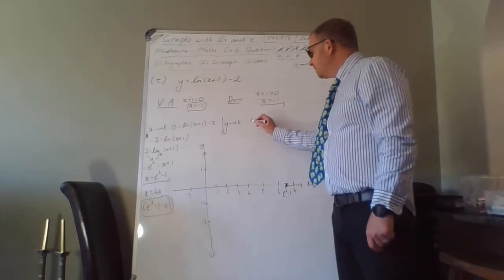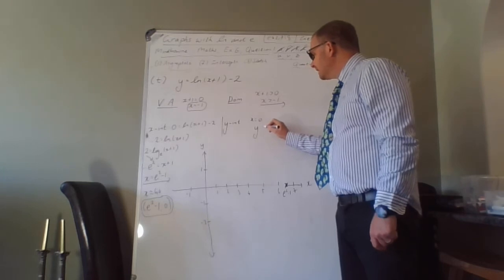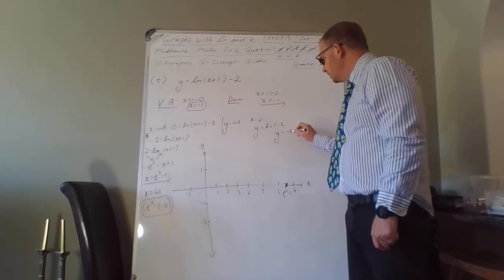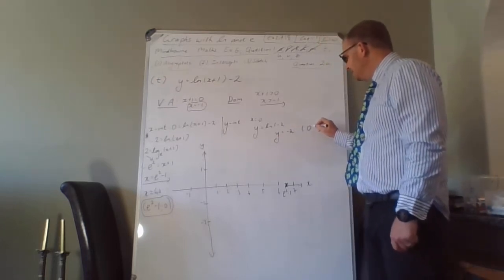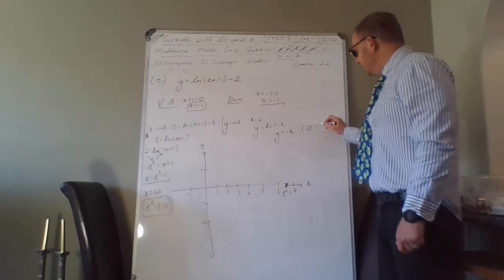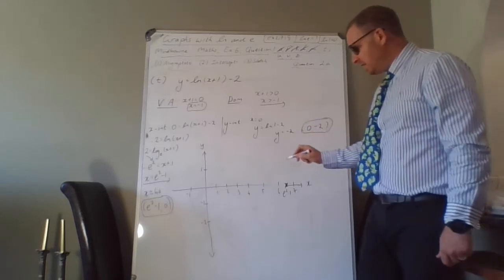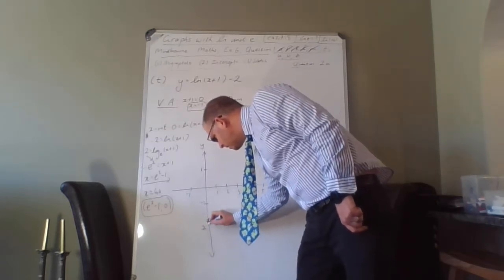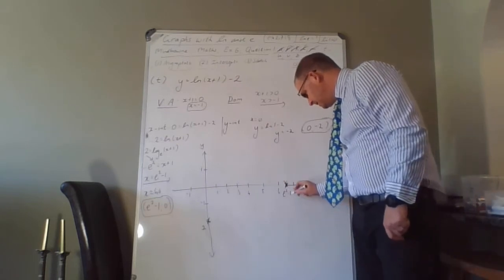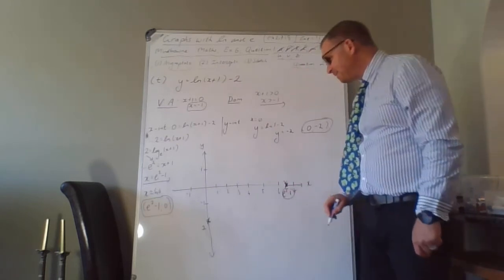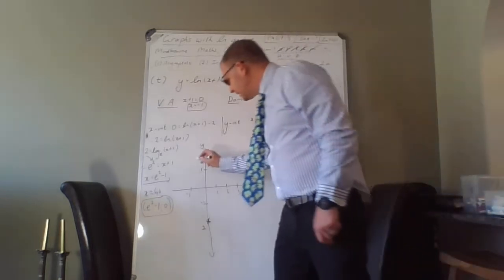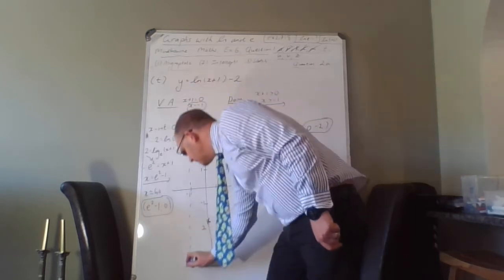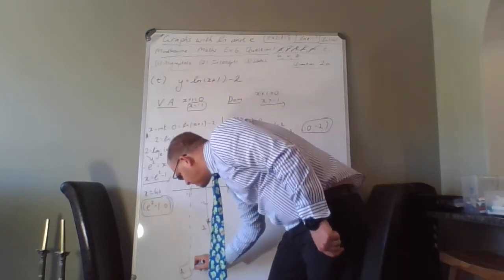The y-intercept: if I let x be equal to 0, I get y is equal to ln 1 minus 2, and ln of 1 you should know is 0, so I get 0 minus 2, which is negative 2. So the coordinates of the y-intercept are 0 and negative 2. And (0, negative 2) is over here. So I've got that point, and I've got that point at e squared minus 1. And then I know the vertical asymptote is x is equal to negative 1. Label that: there's x is equal to negative 1.